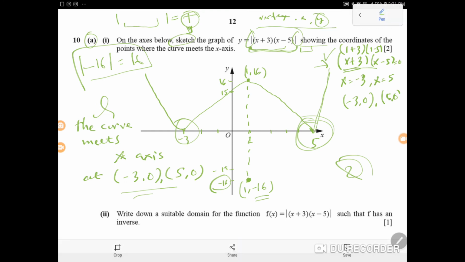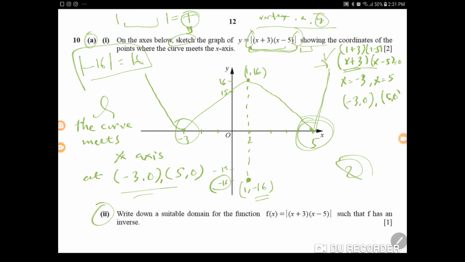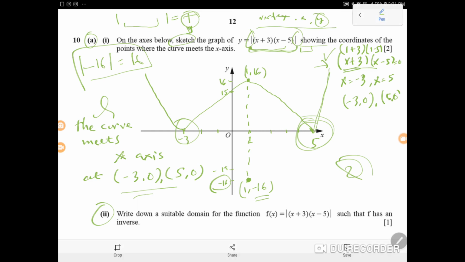And now let's move on to the next question, which is: write down a suitable domain for the function f(x) equals the absolute function of x plus 3 multiplied by x minus 5, such that f has an inverse. Now in this case it is a bit tricky, but you've got to know the concept of having an inverse. For a function to have an inverse, it must be a one-to-one function.